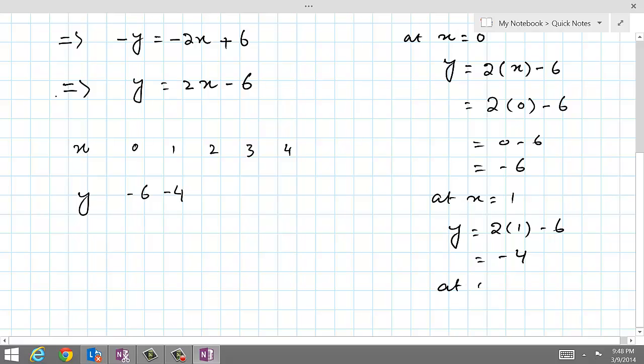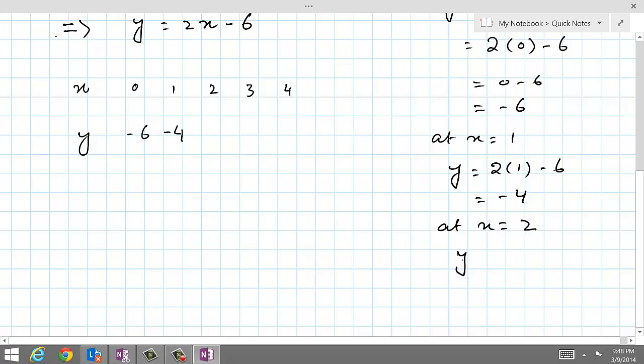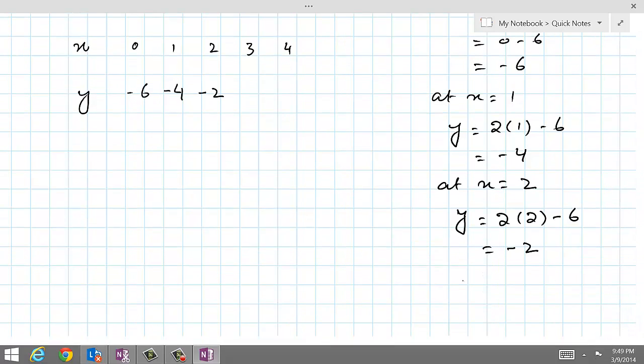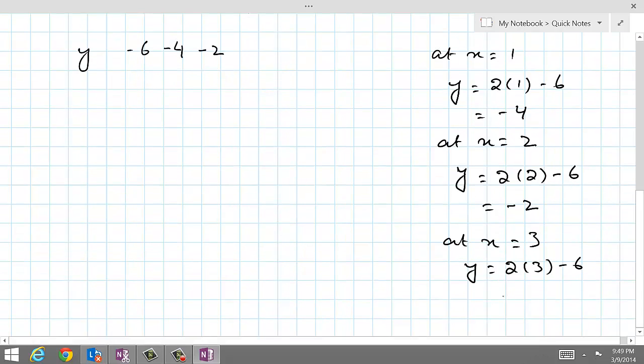At x equal to 2, every time we need a value for y, we will substitute the value of x and find the value for y. y is going to be 2 times 2 minus 6. This will be 4 minus 6, so it will be minus 2. Then at x equal to 3, y is equal to 2 times 3 minus 6, which gives us y equal to 0.